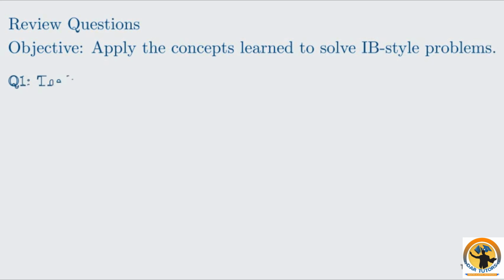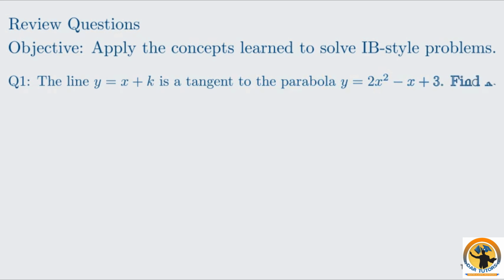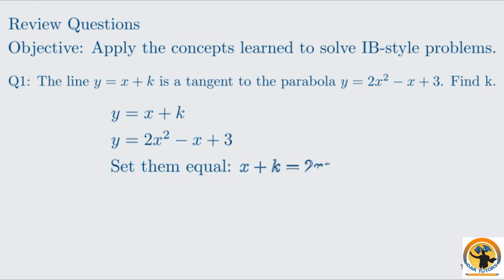Question 1. The line y equals x plus k is a tangent to the parabola y equals 2x squared minus x plus 3. Find the value of the constant k. Pause the video here and attempt the problem yourself before watching the solution. Solution. To find the point of intersection, we set the equations equal to each other. x plus k equals 2x squared minus x plus 3. Rearranging into standard form gives 2x squared minus 2x plus 3 minus k equals 0.